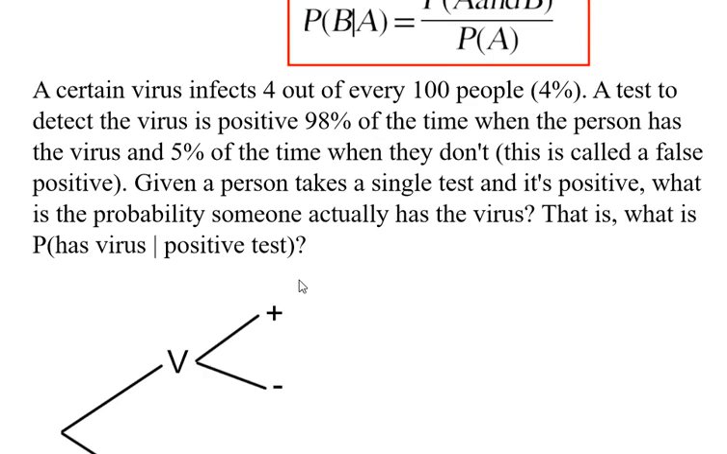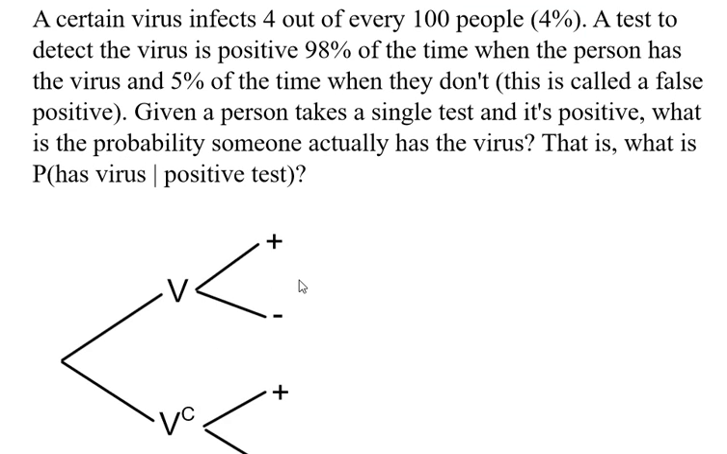That formula is used a lot in medical fields because there's something in medical fields called false positives. So here's an example of where conditional probability is used, and it has a major application. So this situation says a certain virus infects 4 out of every 100 people. So 4% of the population just naturally have this virus. A test to detect the virus is positive 98% of the time when the person has the virus. So it correctly identifies the virus 98% of the time, and 5% of the time when they don't have the virus. We call this a false positive.